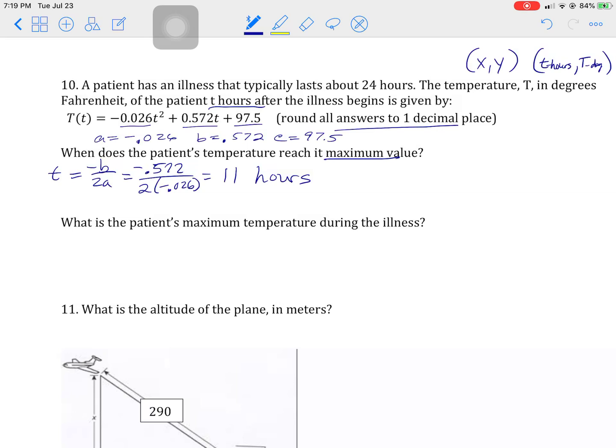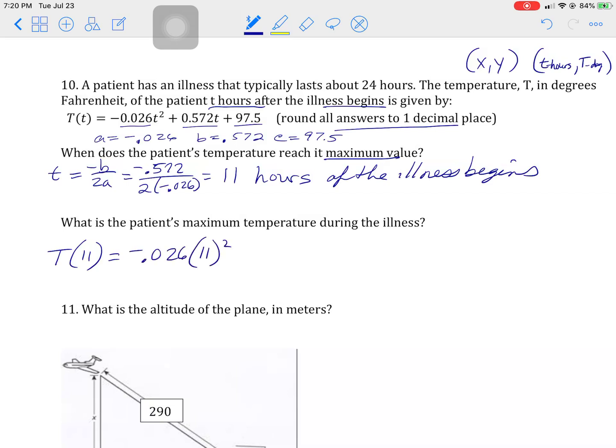So when does the patient's temperature reach its maximum value? In 11 hours after the illness begins. Okay, what is the maximum temperature it's going to be reaching 11 hours after the illness begins? What is T, capital T, when the time is 11? So put that in everywhere there's a little t. Don't need the 0 in front. Sometimes it's just good so you can see it.